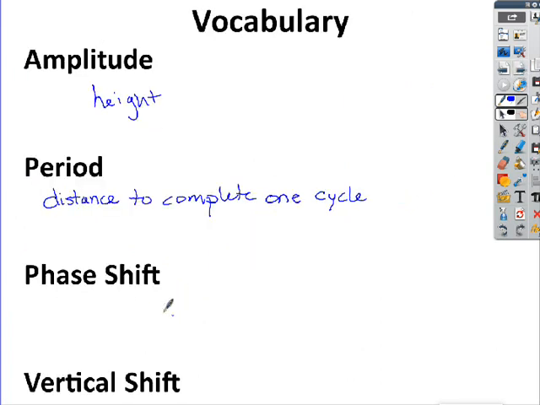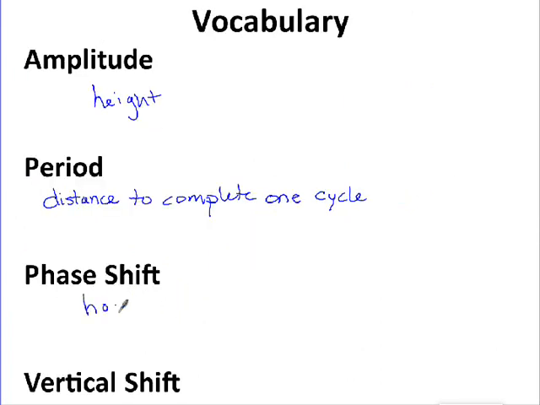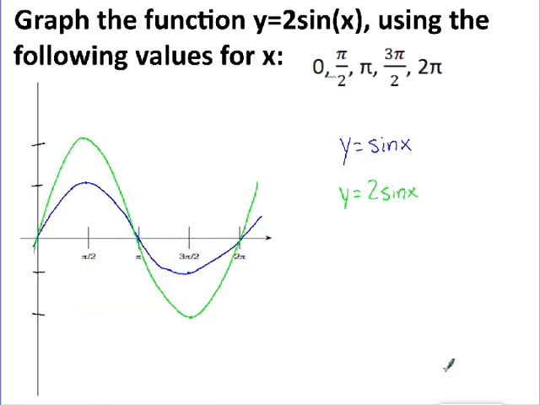All right. Phase shift, okay, this is a horizontal shift. Remember we just graphed the parent function. So if I did something to move that parent function to the left or to the right, that is called a phase shift. And then vertical shift is exactly what it sounds like: if I move that wave up or down on the y-axis.